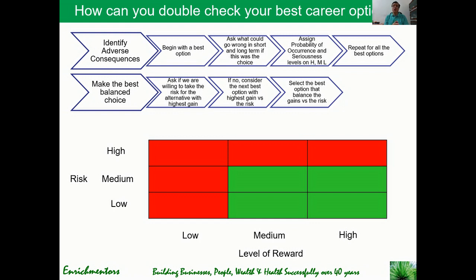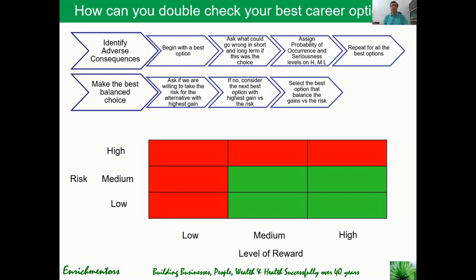If the answer is no, you go to your second option and do the same thing. You ask the same question and say, given its reward level and given its risk level, is this the right choice for me? And then you select the best option that balances risk and reward.